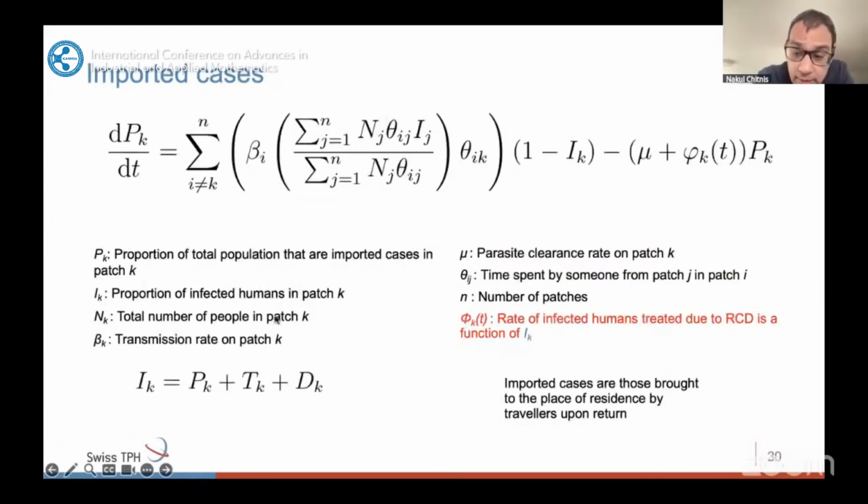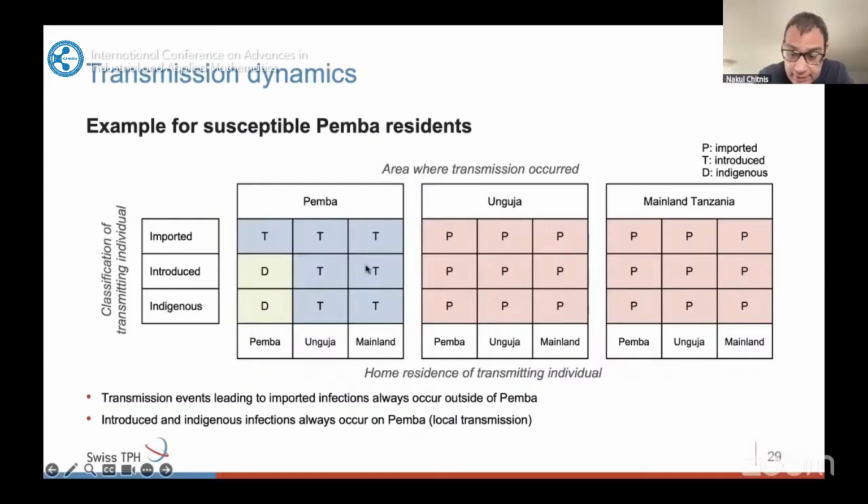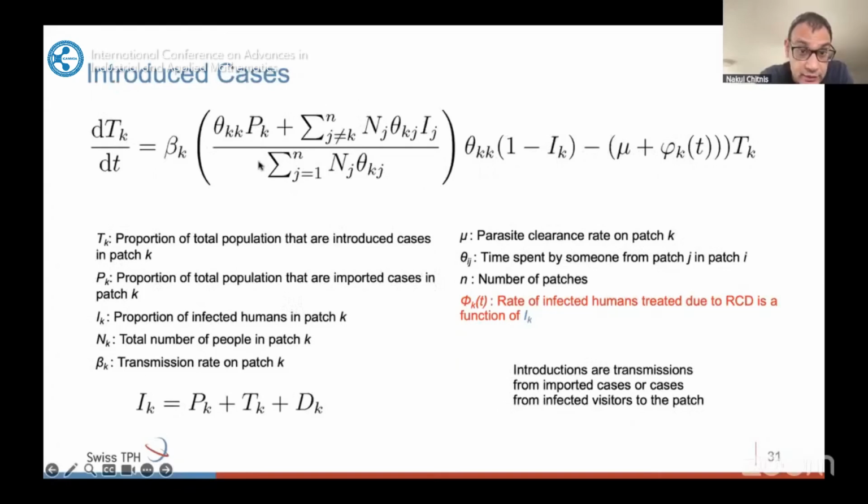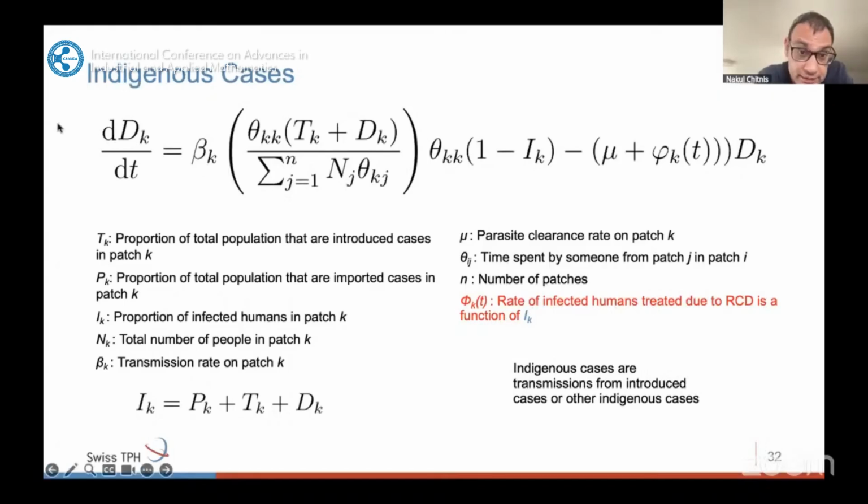Right? And all these tables we can write into the equations here. So this is the equation for the imported cases, where for each of the islands, they're getting infected outside the island. This is for introduced cases, where they're either infected by visitors to the island or by imported cases of their home patch, or indigenous cases, where they're infected by either introduced or indigenous cases of residents on their same island, where they get infected on that island.